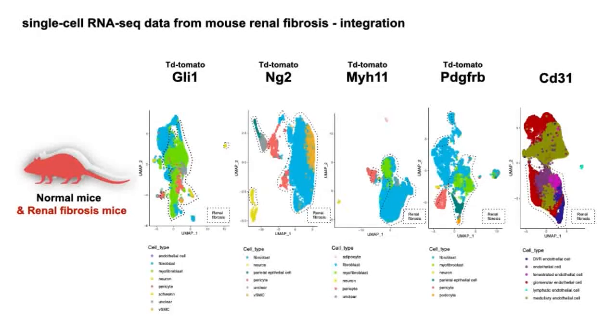This is the output of the UMAP from the integrated data set with the cell annotation. The blue is the fibroblast, green is myofibroblast. The pink is pericyte, yellow is neuron. In the case of the CD31, it has different cell annotations because it has the subset type of endothelial cells like glomerular endothelial cell and medullary endothelial cells.